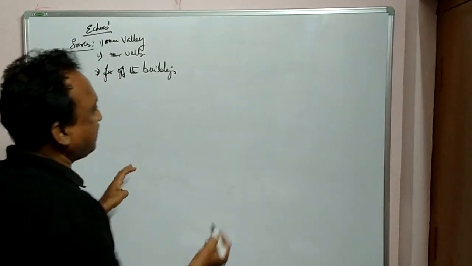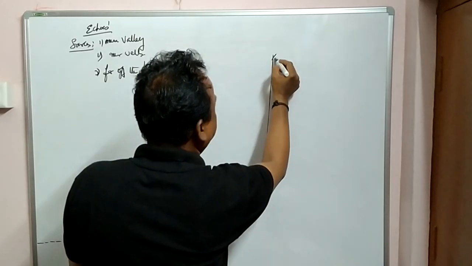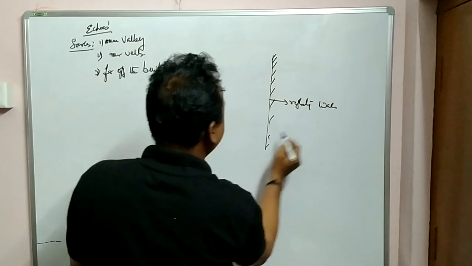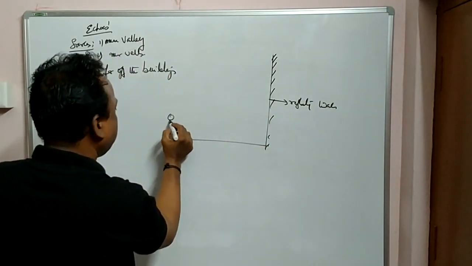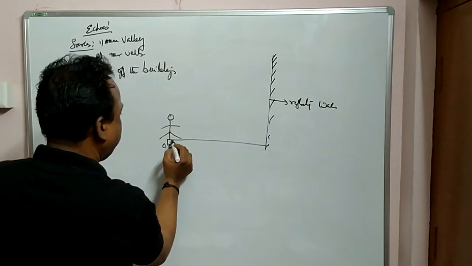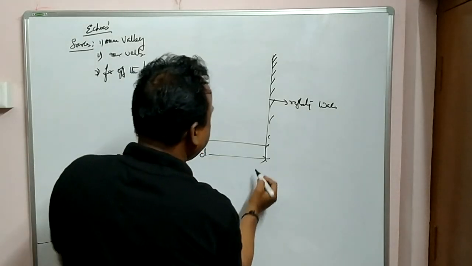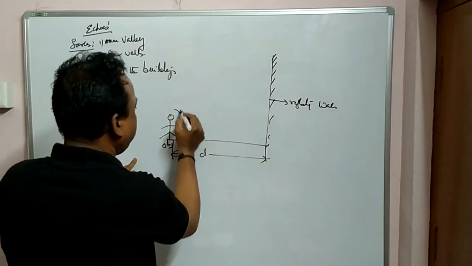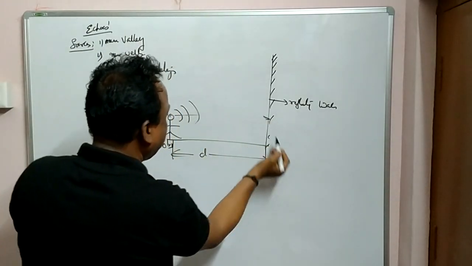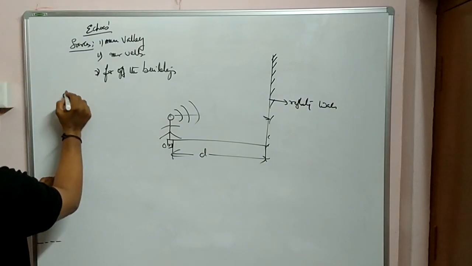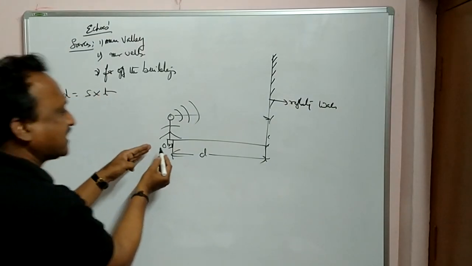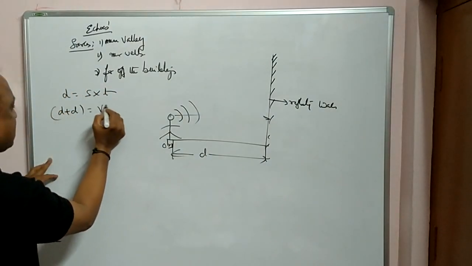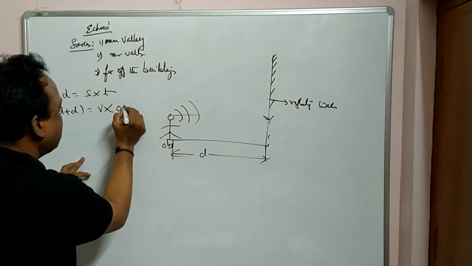Now how an echo is produced, let us see. For example, this is a reflecting wall. Suppose this is a reflecting wall, let an observer be standing here. Let the distance between the reflecting surface, wall or enclosure or any cardboard be d. Now when he produces sound, it goes, hits and comes back. You know distance is equal to speed into time. Distance means going and coming back, d plus d is equal to speed, that is velocity of sound, into time, which is 0.1 second.